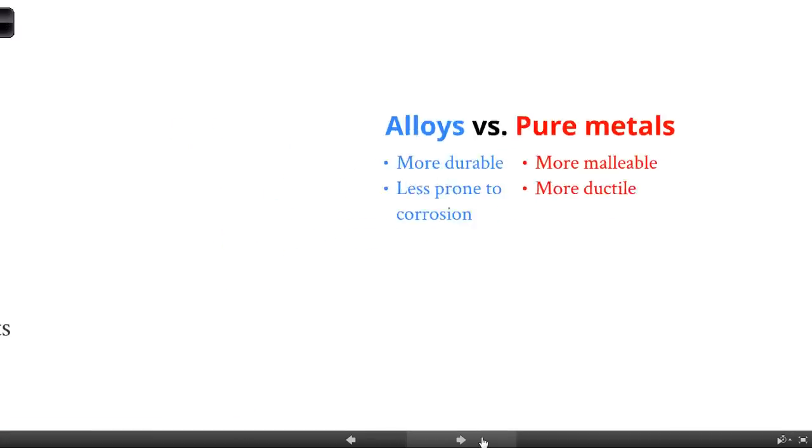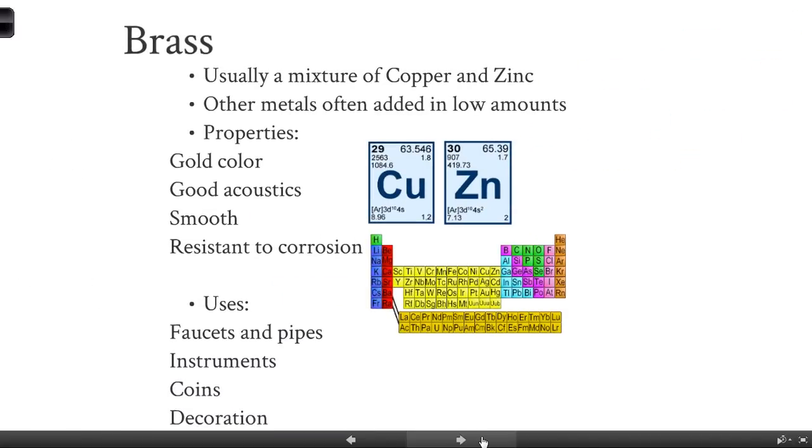So let's have a look at a few examples. Brass is usually a mixture of copper and zinc. Other metals are often added in small amounts as well. So brass is sort of a gold color, it's got good acoustics, it's smooth, it's resistant to corrosion, and it's often used in things like pipes or instruments.